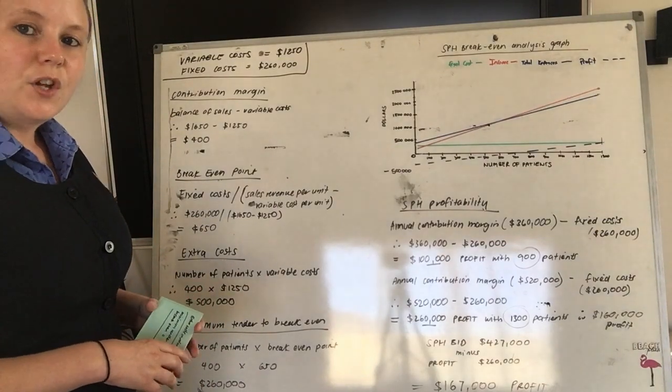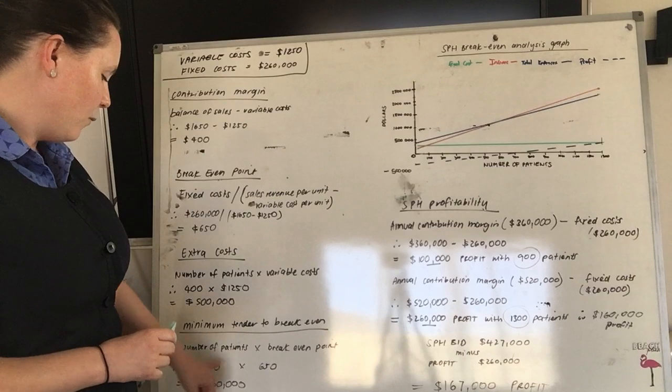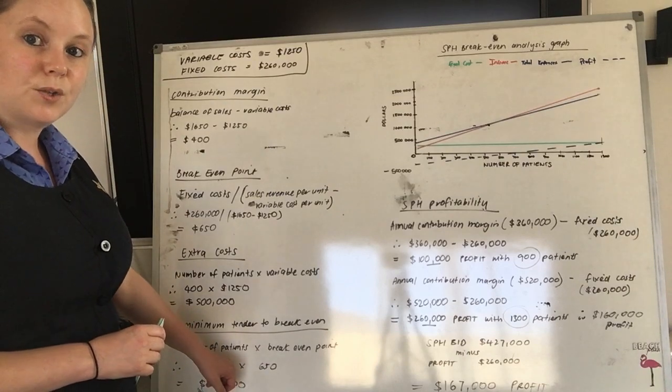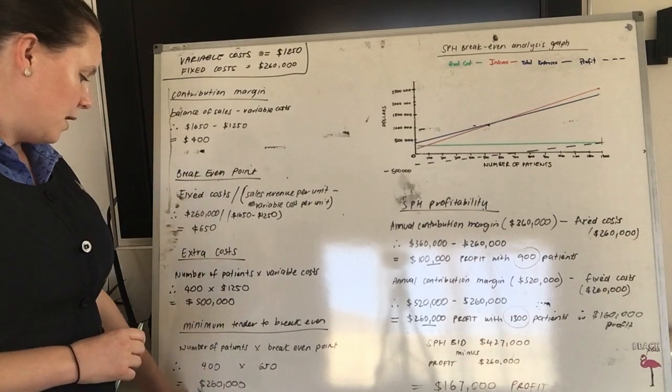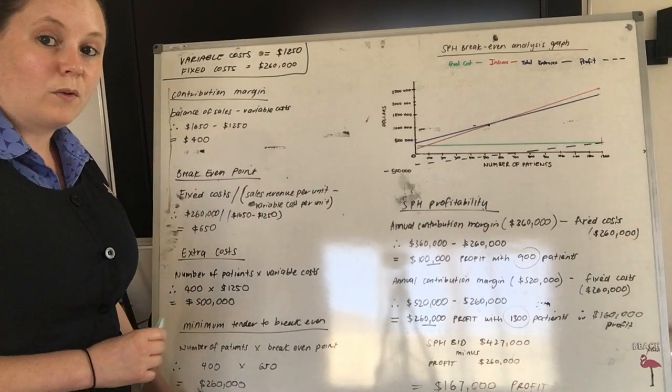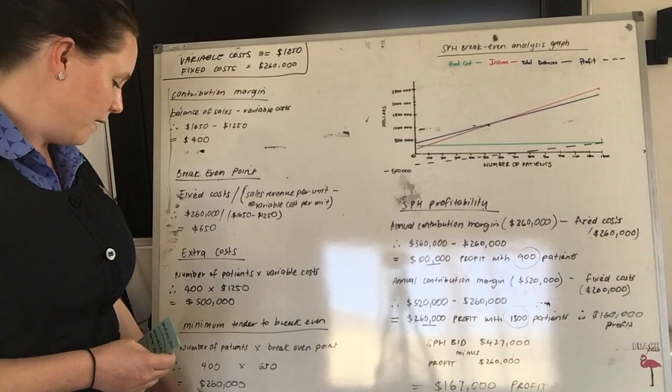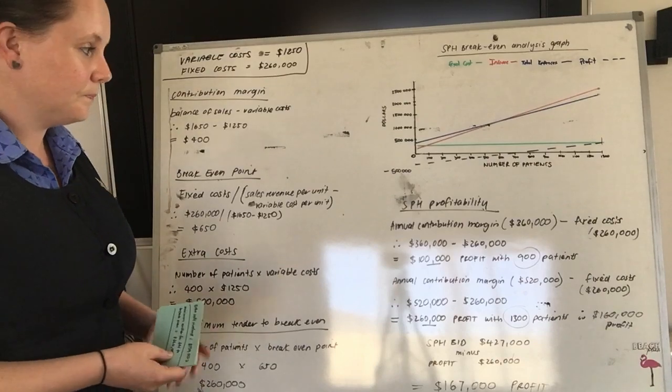The minimum tender for Sturt Private Hospital to break even, once again, will be my number of patients, so my additional 400 patients times the break-even point of 650. Therefore, my minimum tender to break even, or the minimum tender for Sturt Private Hospital to break even, is $260,000.